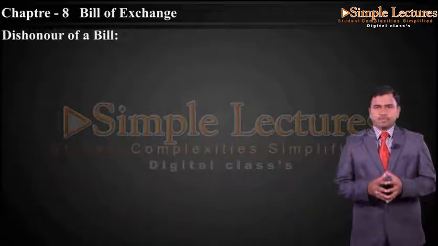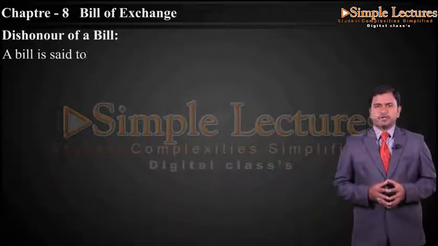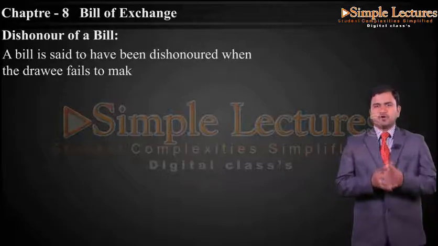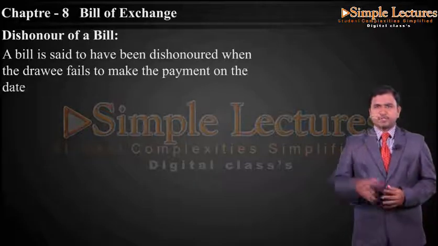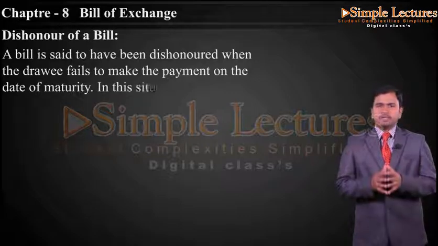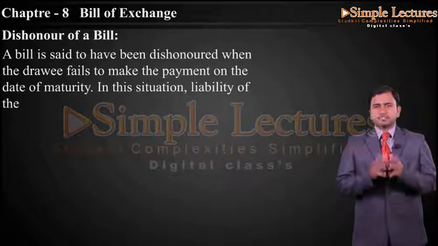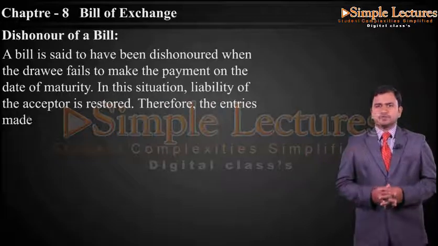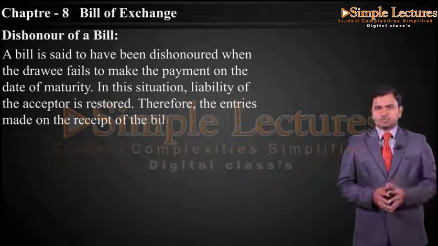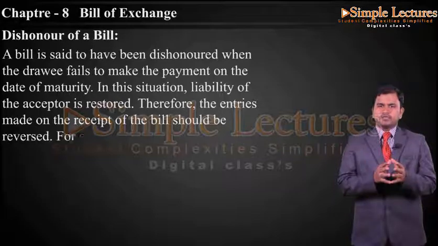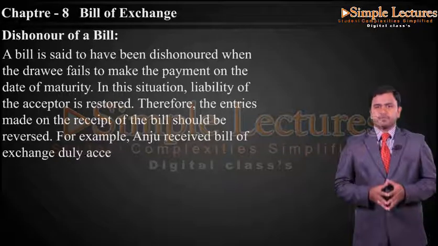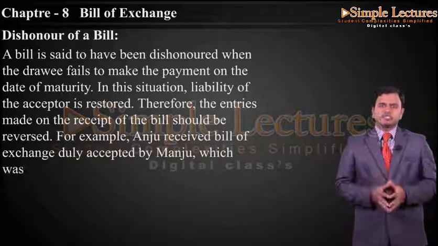Dishonor of a bill. A bill is said to have been dishonored when the drawee fails to make the payment on the date of maturity. In this situation, the liability of the acceptor is revived. Therefore, the entries made on the receipt of the bill should be reversed. For example, Anju received a bill of exchange duly accepted by Manju, which was dishonored.